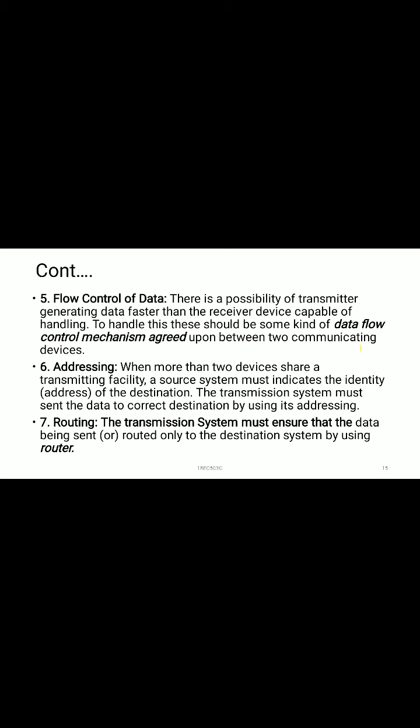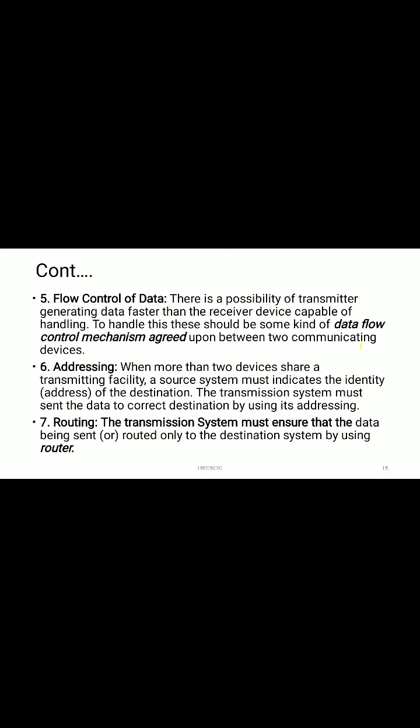So for this purpose, we have a flow control, a data flow control mechanism agreed between the two communicating devices.